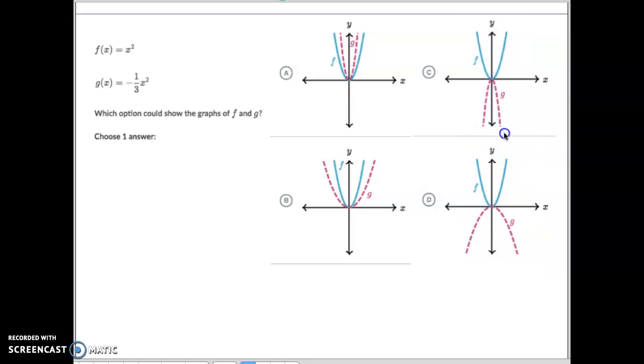This one's a little thinner. Let's see if I can even highlight this to show you. This one is going up thinner, so it's going up faster. So that can't be the 1/3. This one here, if I can show you, is going up wider than that one. So this one is your 1/3 scale factor. So your answer for this one is letter D.